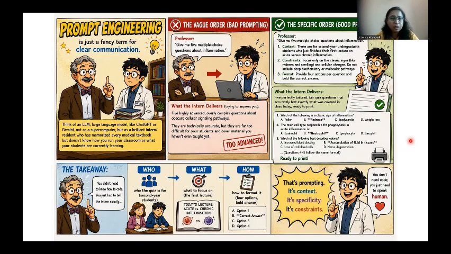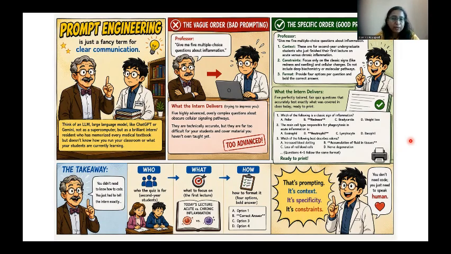So what you do is you call this intern and you tell the intern, give me 5 multiple choice questions about inflammation that I have taught to the students. Now, the intern is definitely trying to impress you. So he gives you 5 highly advanced, overly complex questions about cellular signaling pathways. He understands, but your students don't understand. Technically, they are accurate, but they are far too difficult for your students, and you have not even covered that material in your lesson.